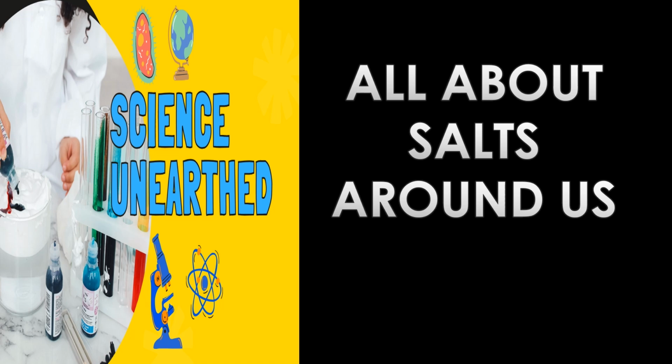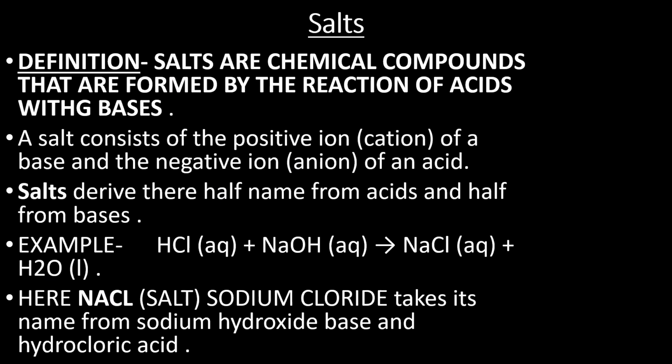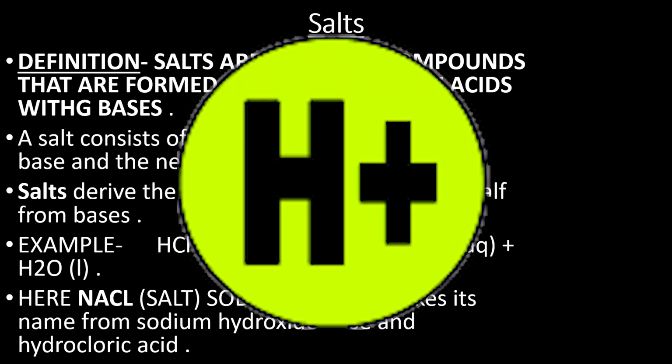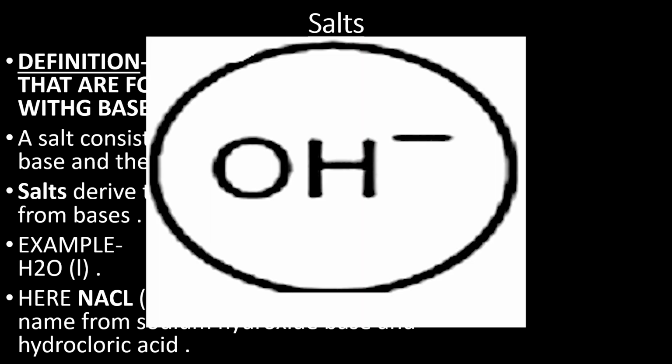Now, salts are chemical compounds that are formed by the reaction of acids with bases. It means when acids react with bases, then we get salts. A salt consists of the positive ion of a base and the negative ion of an acid.